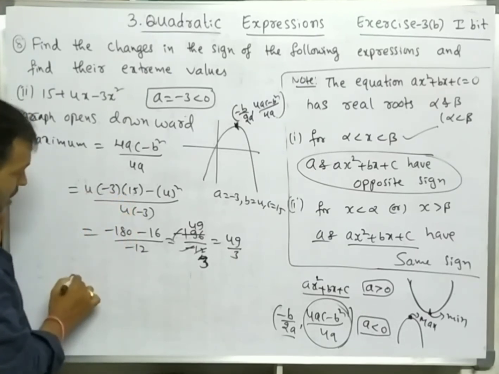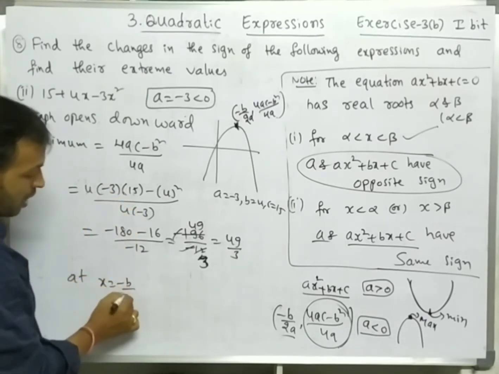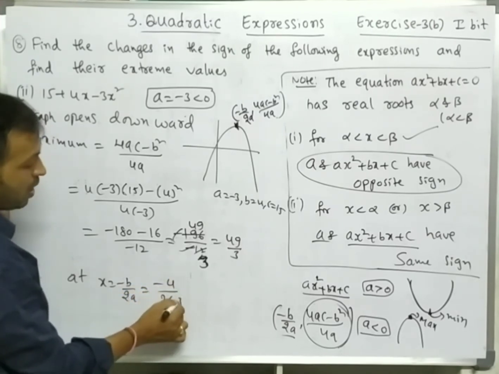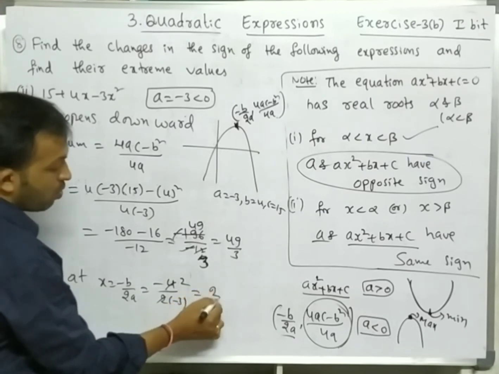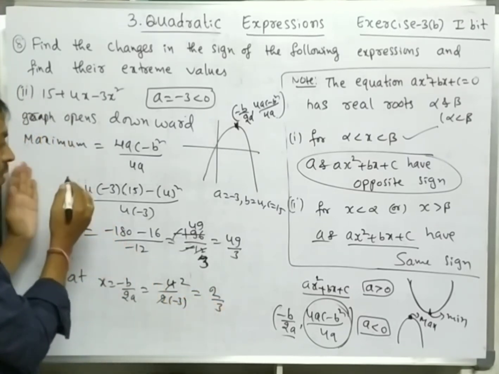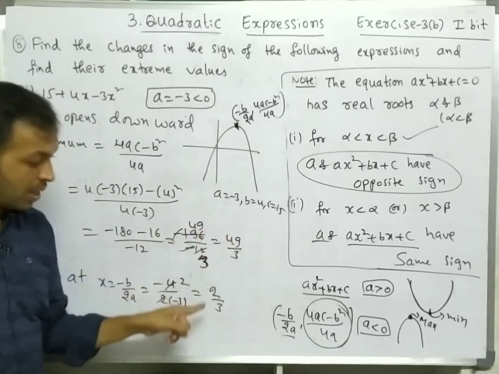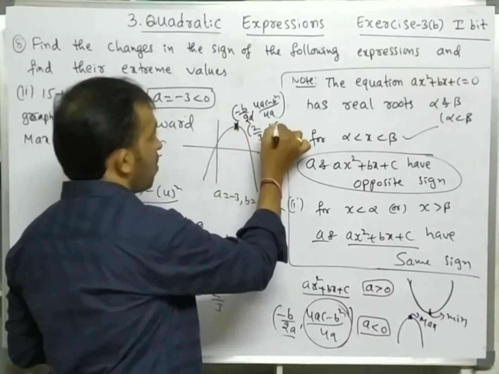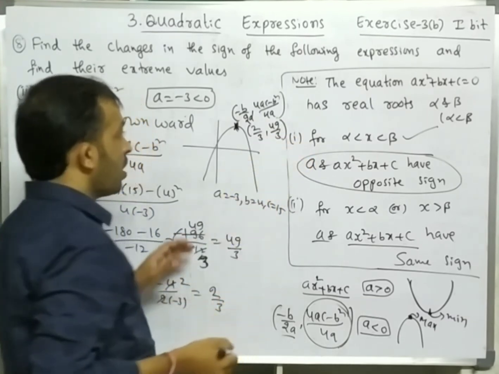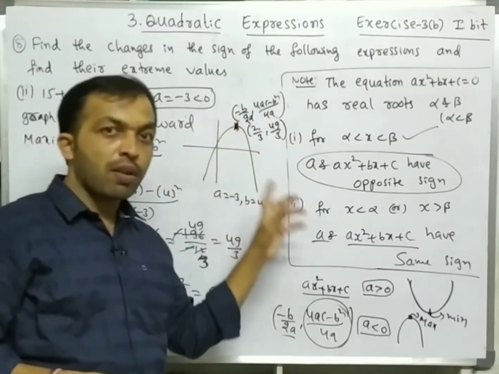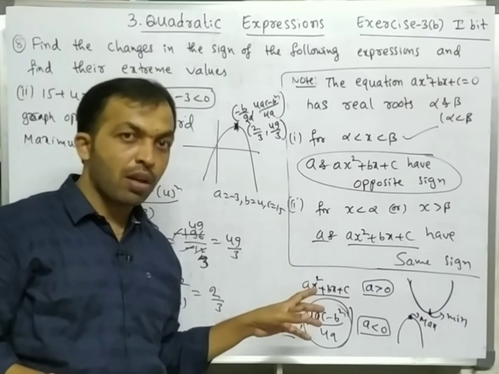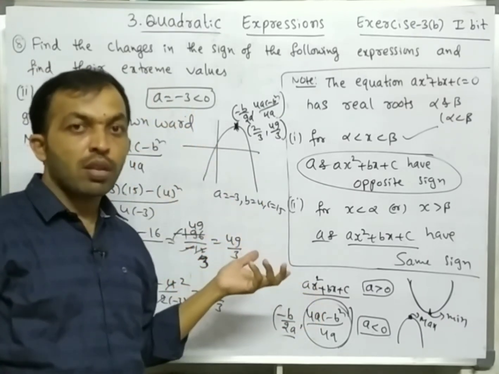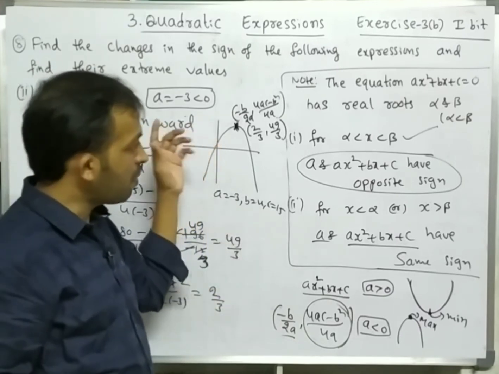Where does it exist? At x is equal to minus b by 2a, that is minus 4 by 2 into minus 3, which is 2 by 3. So the maximum value is 49 by 3, which exists at 2 by 3. So this is the maximum point, that is 2 by 3 comma 49 by 3. For maximum and for minimum both have the same formula, but if a is positive, then minimum exists. If a is negative, maximum exists.